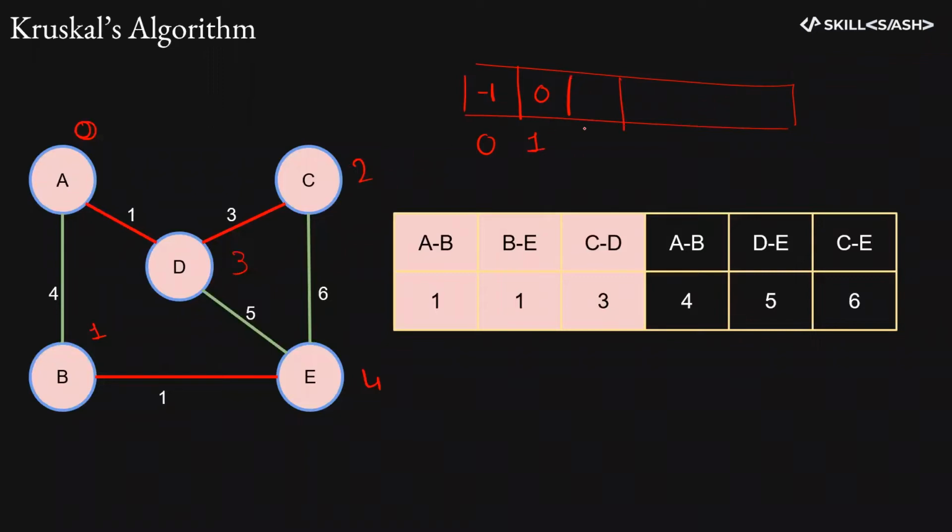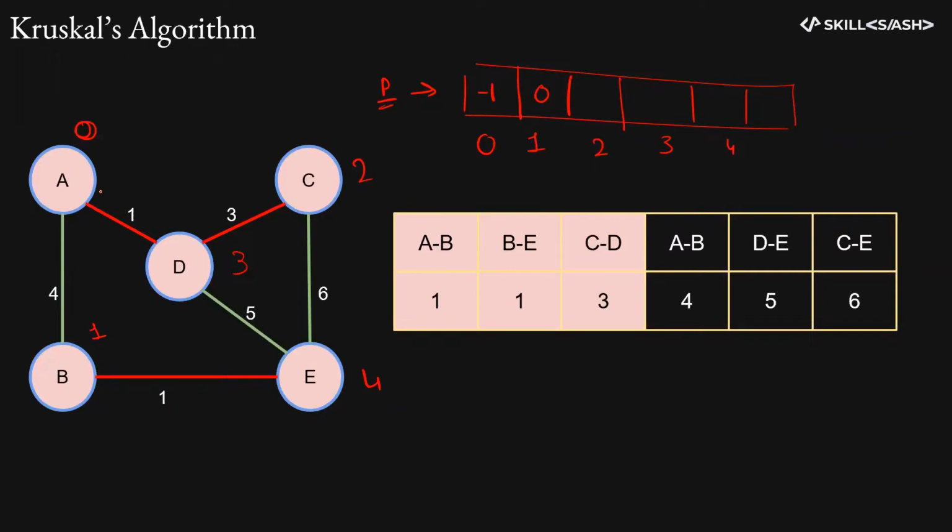D's parent, sorry, before that, index 2, index 3, index 4. So any one node I have to add it as an index, right? So whichever is not added, that I can add. So something like this. So let's say this is a parent array.